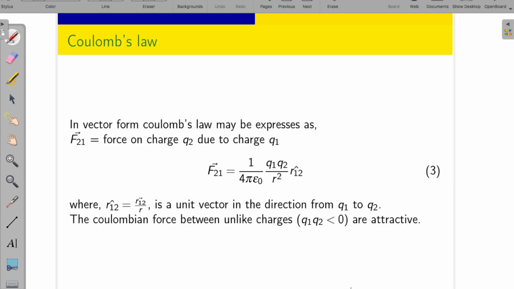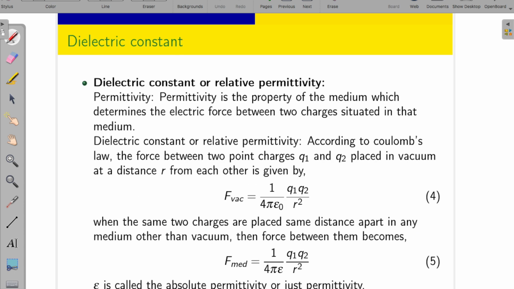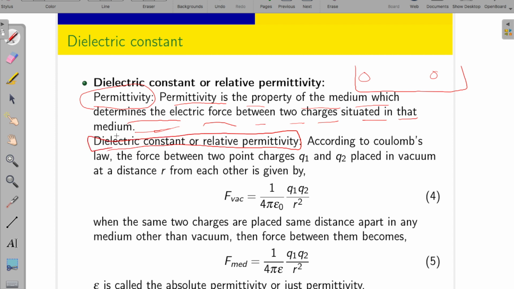So the next point is, now let us discuss the dielectric constant or relative permittivity. Permittivity is the property of the medium which determines the electric force between the two charges situated in that medium. Now let's discuss the dielectric constant or relative permittivity of the medium.